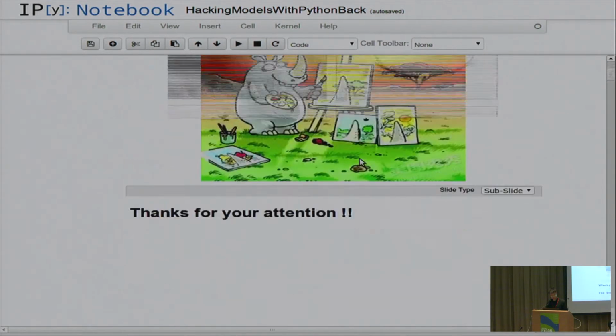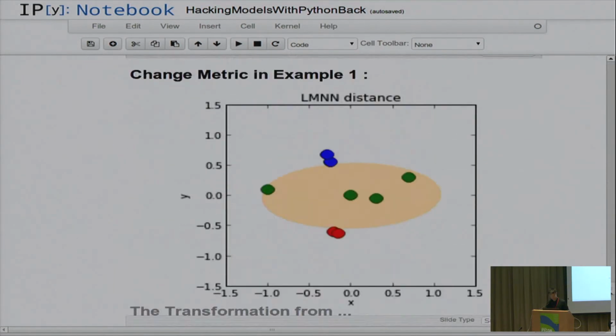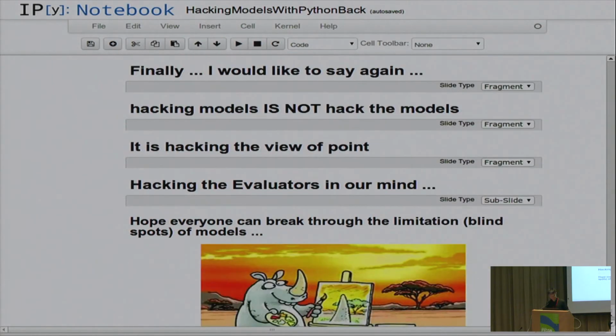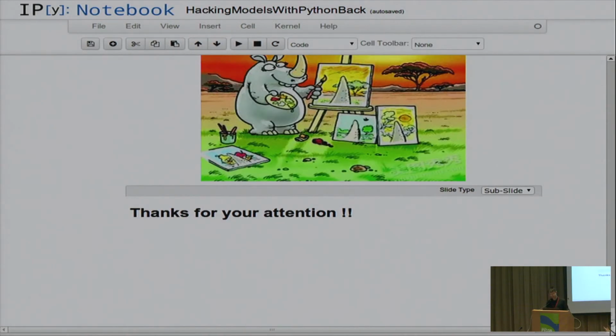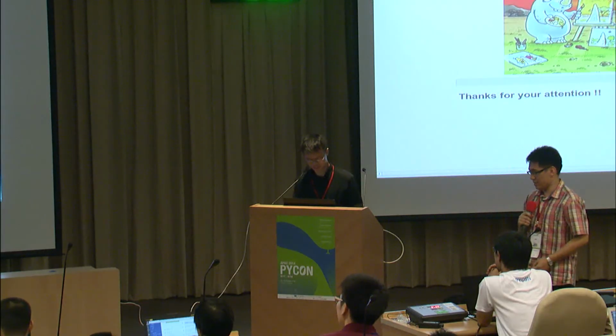And finally, I want to say that hacking the model is not hacking the model itself. It is hacking the viewpoint and the evaluator in our mind. It's very important, and I hope everyone can break through the limitation and the blind spot of the model. Thanks, everyone. Sorry, I had some trouble with my slides, so I needed to use the iPad notebook to finish the talk.